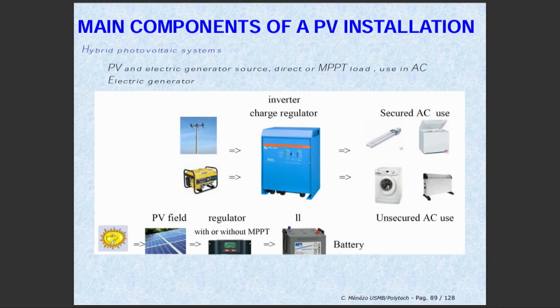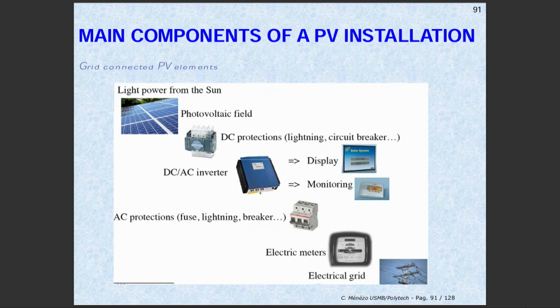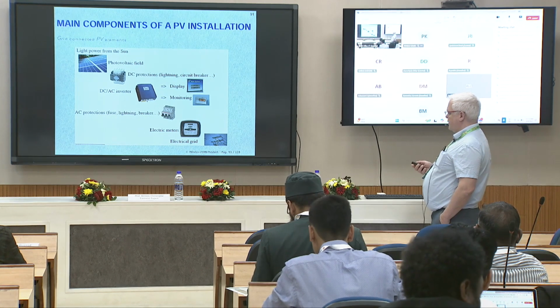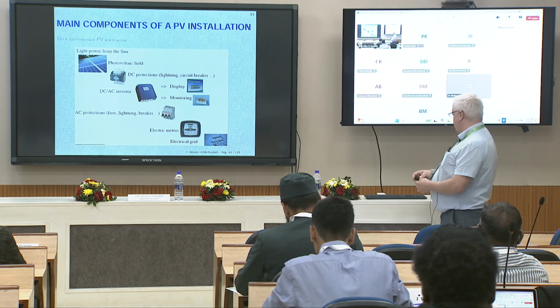So we are on this, and we were on the connection of all the components. So to remind you, for a grid connected system, you have the PV central, a switch off of this PV central that allows the fireman to disconnect the PV central if there's a problem of fire. You have the inverter, and you have electrical meters.